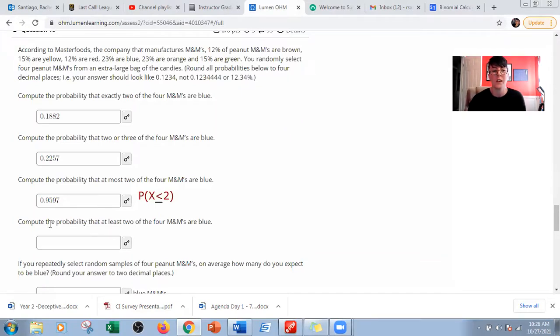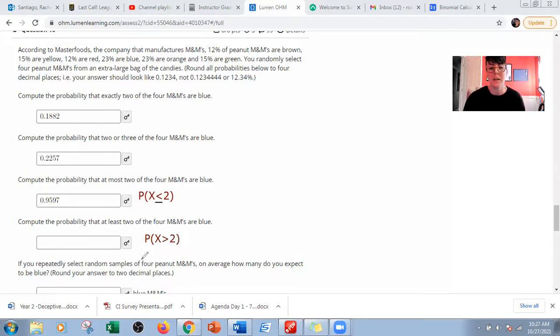Let's do one more. Compute the probability that at least 2 of the 4 M&Ms are blue. What does that mean? 2 or more. So we would write that as X is, what would the notation be here if it's 2 or more? X is less than or equal to 4. You're close. We want 2 or more. So we want it to be greater than or equal to 2, because it's 2 or greater than that.